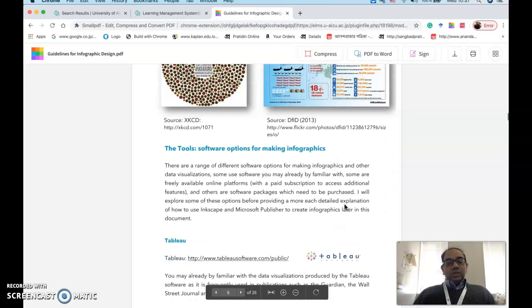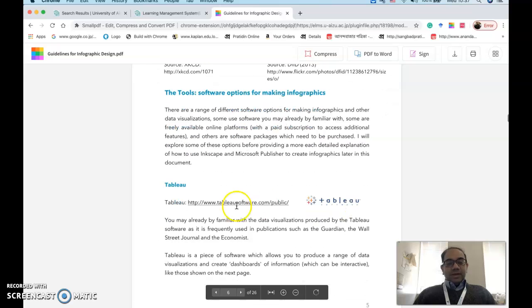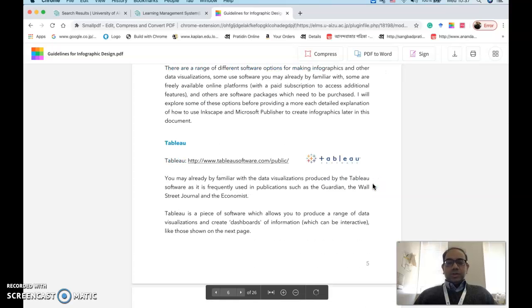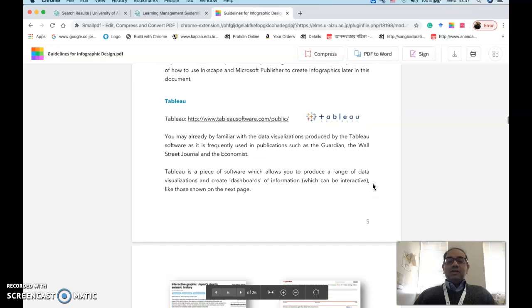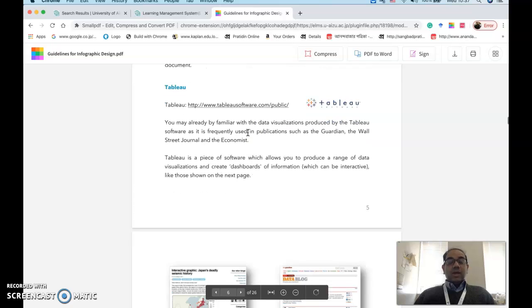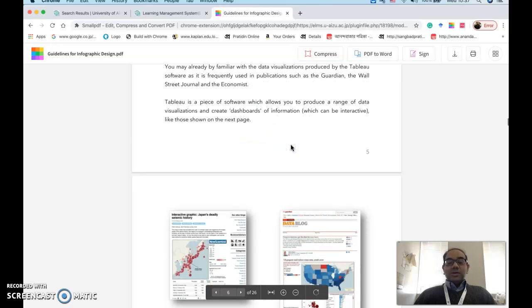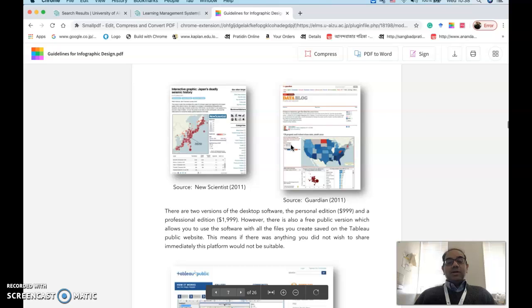Some of the tools for making infographics. Tableau is a very good tool. I'm not going to go into this, but it gives you a wide range of options to play with. There are different kinds of infographics that you can build through a tool like Tableau software. So try it out. Tableau is a piece of software which allows you to produce a range of data visualizations and create dashboards of information. Once you go through that, you will be able to understand. So take some time out if you can to check it out.